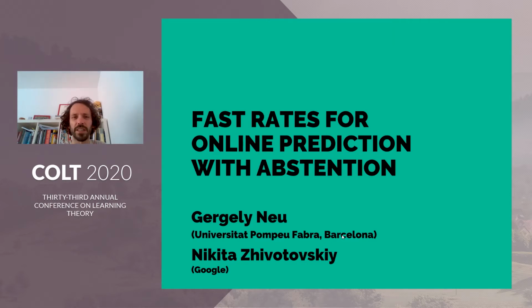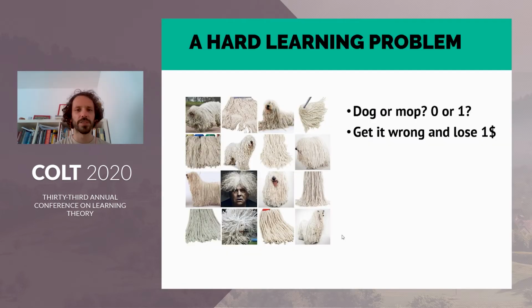This paper is about how to obtain fast rates in the setting of online prediction if we allow the learner to abstain from prediction. Let me motivate this setting by the following very hard learning problem, in which the learner has to produce a sequence of 0-1 predictions under the 0-1 loss.